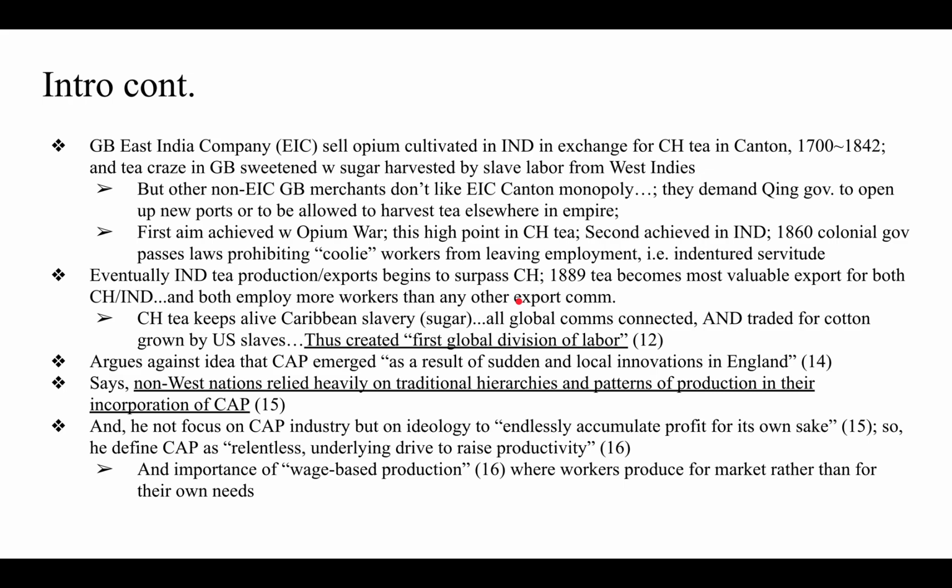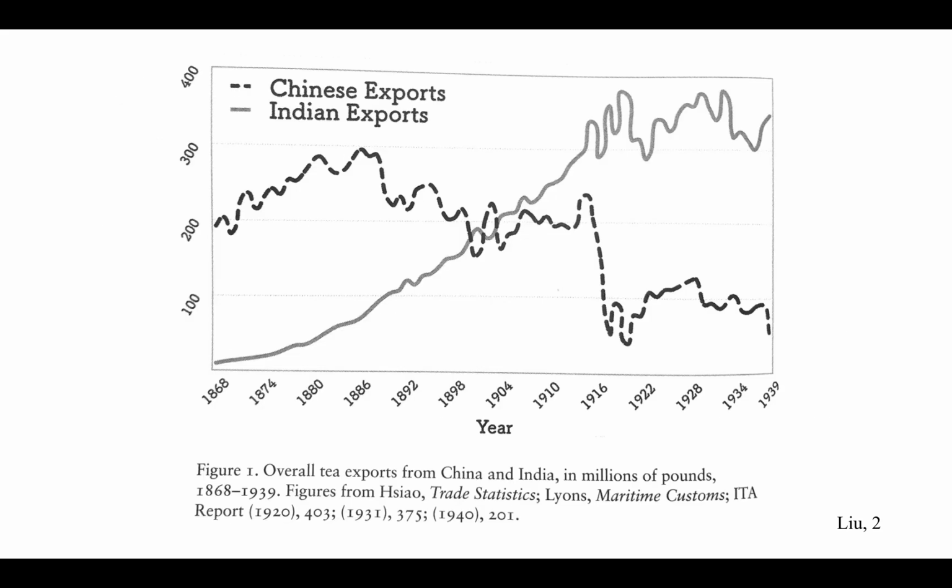So, and then he goes into some background a little bit, and he's still talking in the introduction here, but the Great Britain East India Company sold and cultivated opium in India in exchange for Chinese tea in Canton between 1700 and 1842. And there began to be a tea craze in Great Britain. Tea becomes very popular in Great Britain and throughout Europe. And then people there drink tea that's sweetened with sugar. And sugar, of course, at this time comes mainly from the West Indies, in the Caribbean, where it's harvested by slaves.